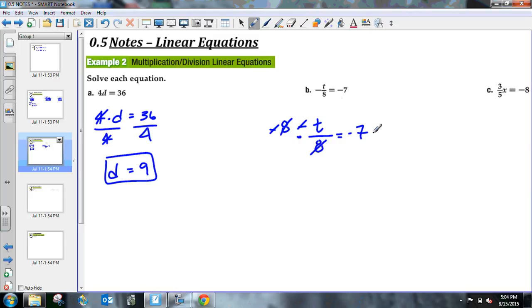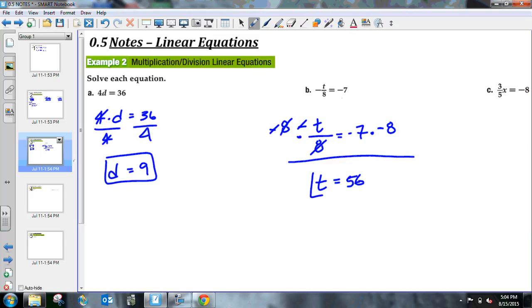So what I want to do in order to move this to the other side, and this is something that a lot of us struggle with, is we want to multiply by negative 8. If I multiply two negatives, I get a positive, so those go away. And then 8 divided by 8 divides out to 1. I want to multiply by negative 8 on both sides. And so I get t is equal to positive 56. And this one you may want to check. This one's kind of weird.